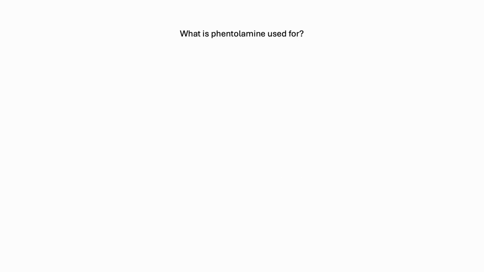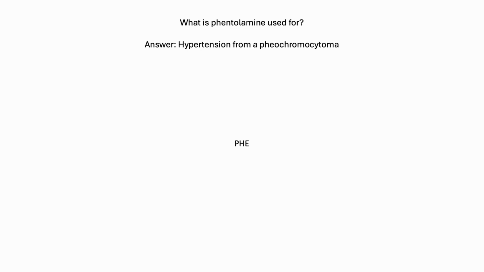What is phentolamine used for? So phentolamine is used for hypertension with a pheochromocytoma. So I think of PHEN, PHEO. Very close in names, phentolamine and pheochromocytoma. We're going to just see that PHE and think, okay, that's the treatment.